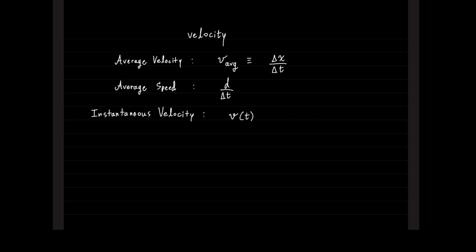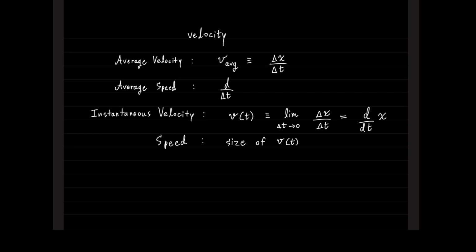Another very important term is instantaneous velocity. It is very similar to average velocity, but the only difference is, in this case, we take the limit of the change in time close to zero. We call this the time derivative of x.